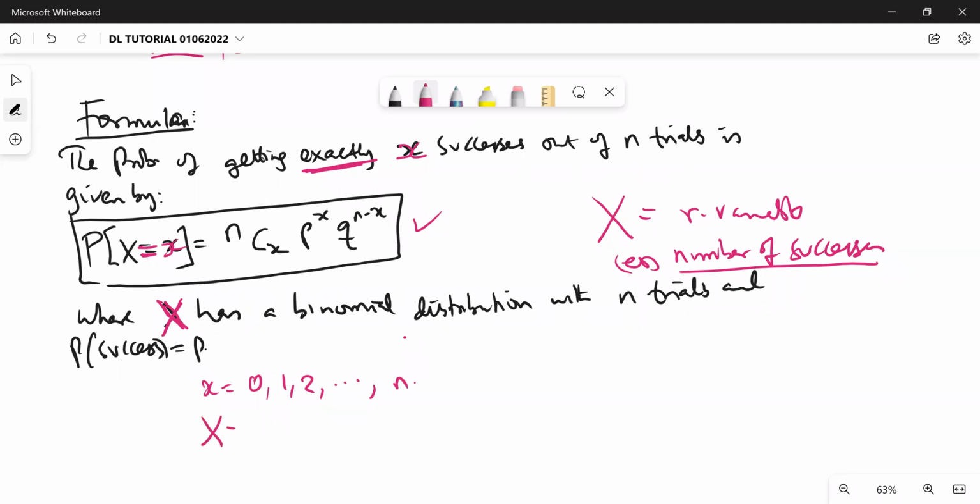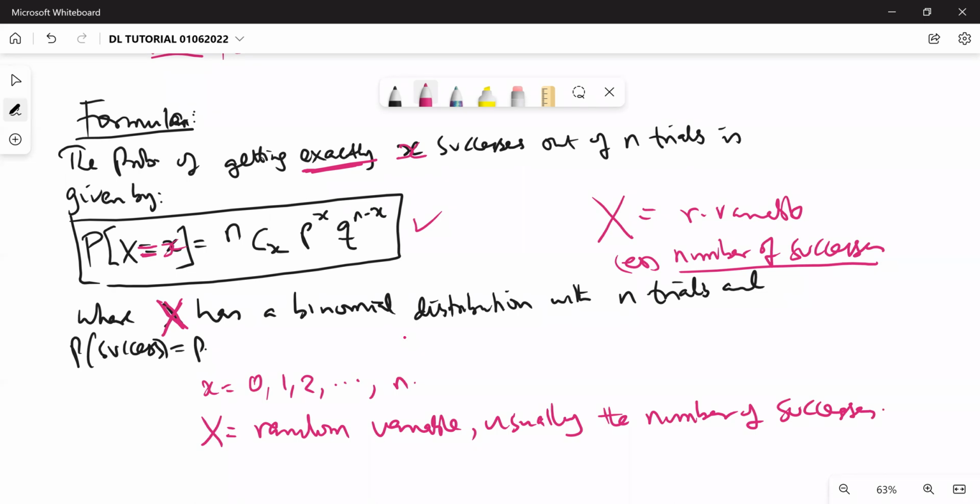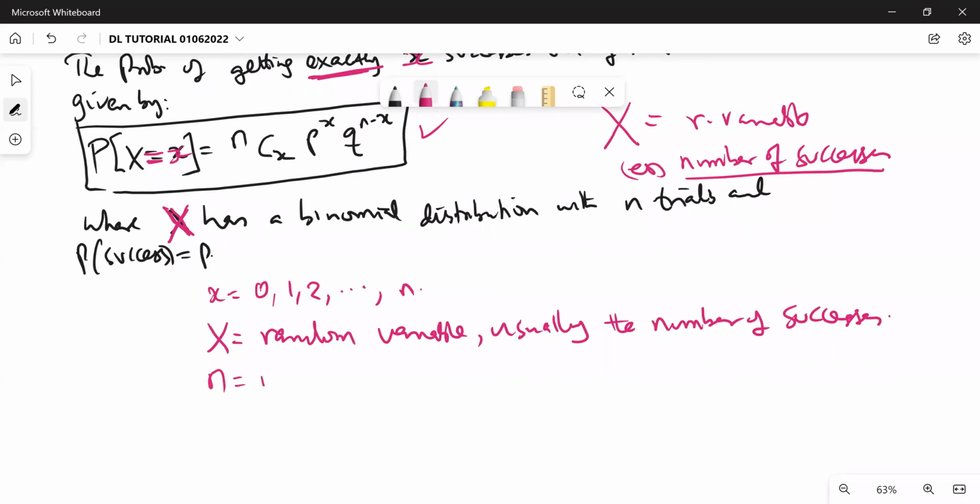So let me write all of them here. X is the random variable. Usually, this is the number of successes. Then n is the number of trials. That's why we said that n is fixed and finite. So n is always known. If n is not known, or if n cannot be found out, then you cannot use this formula. Then p is the probability of success.